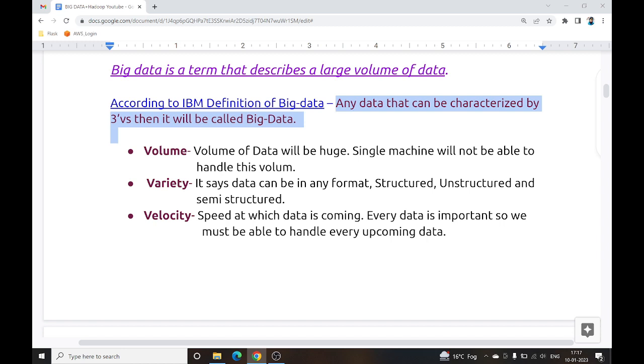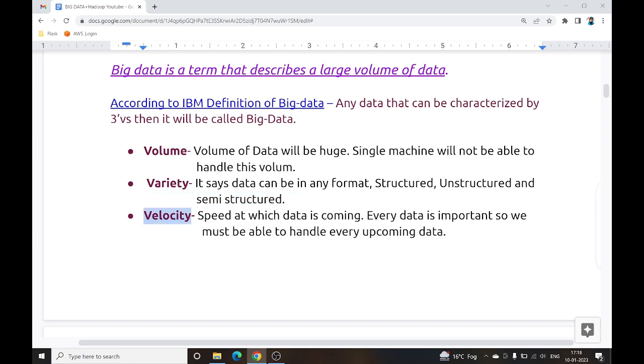Second thing is variety. Variety means the data can be in multiple formats, like structured data, unstructured data, semi-structured data. The data format can be anything, such as a CSV file or a JSON file. This also defines the characteristics of big data.